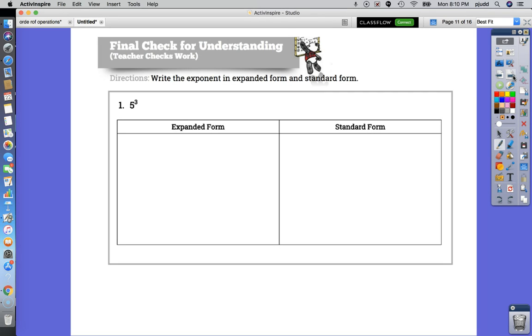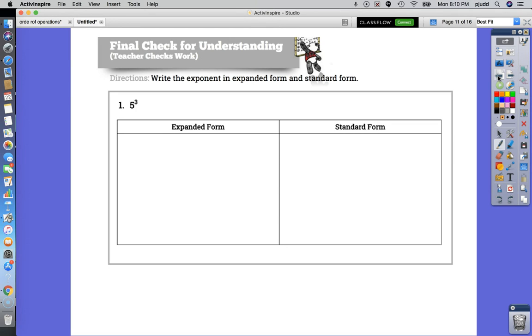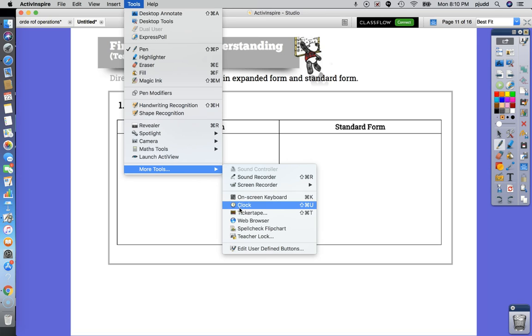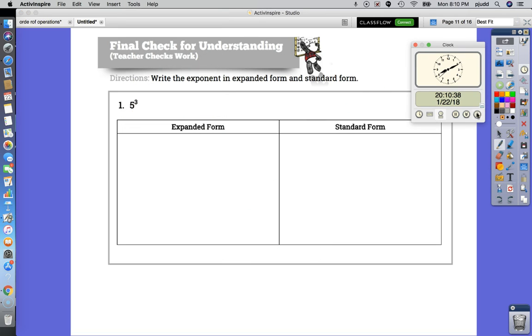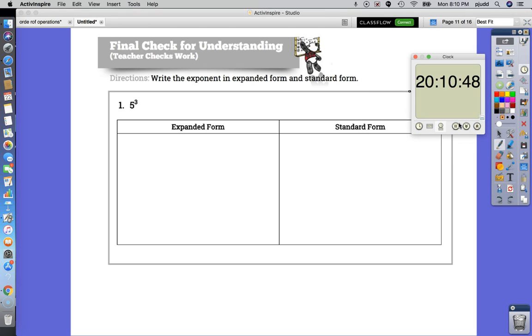Final check for understanding. You're doing this on your own. There are 2 examples that you're going to do. You're working on both of them. You are not working together. So try and do these on your own, and we're going to check back in. And I'm going to give you 1.5 minutes. Go.